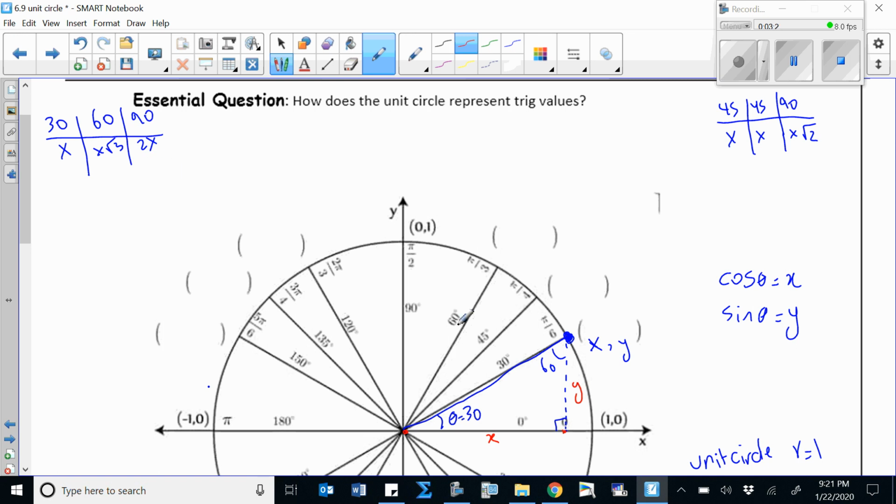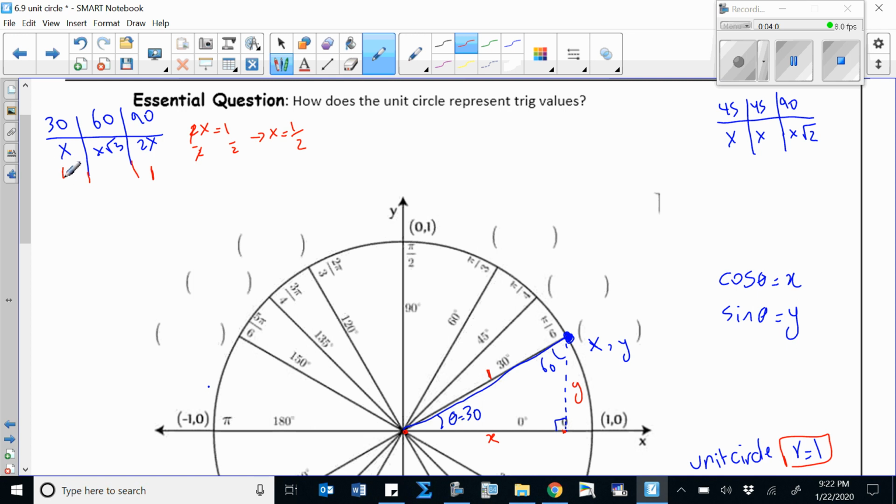But also we know that on a unit circle, the radius is always equal to 1. So on this special right triangle, the hypotenuse is also the radius of this circle. So this side is equal to 1. The side which is opposite 90 is equal to 1. So I'm going to write that here. Now I'm going to solve for x. If 2x is equal to 1, to solve for x, I'm going to divide both sides by 2. That means x is equal to 1 over 2.